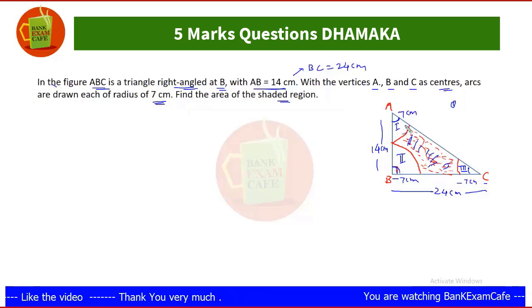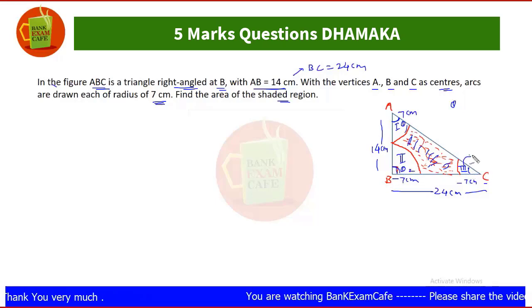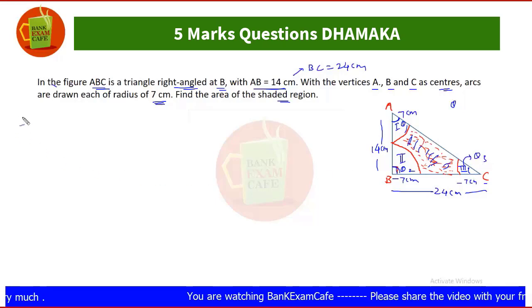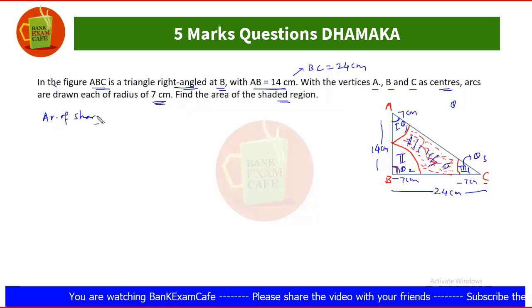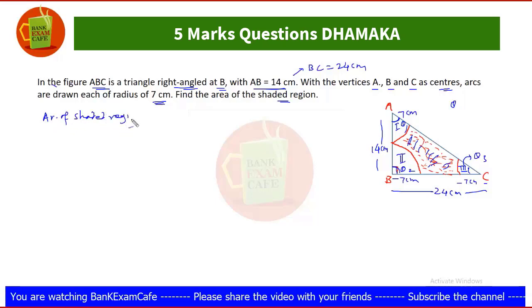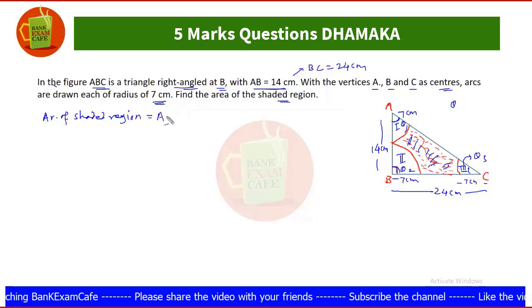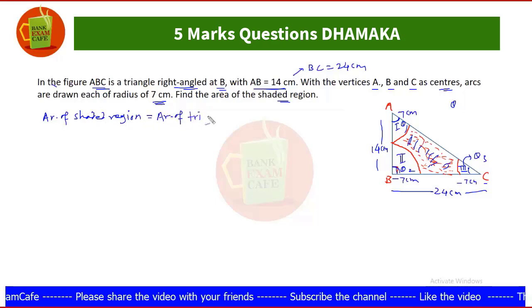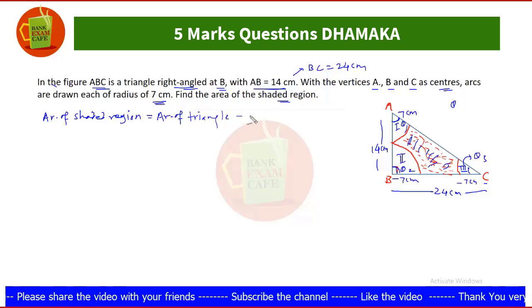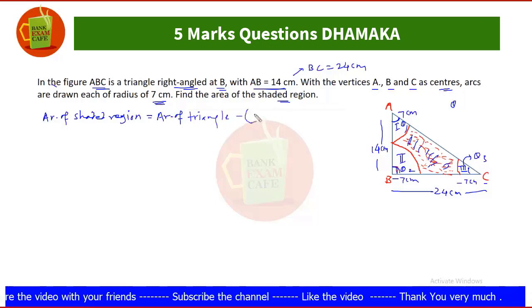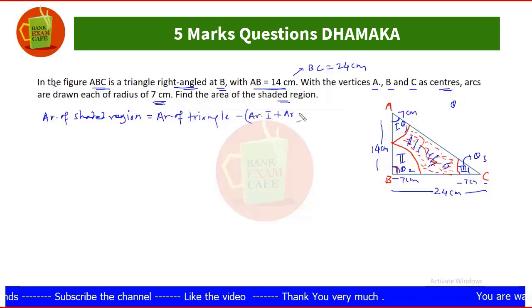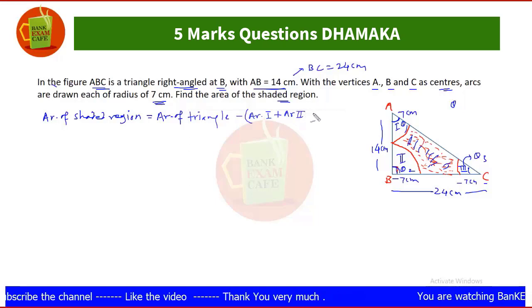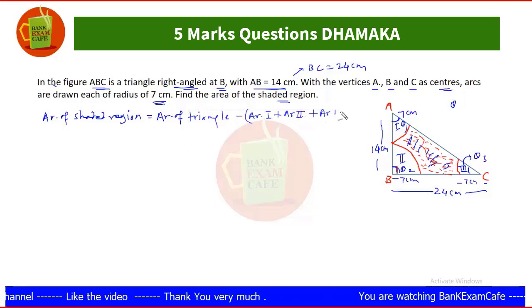So here let this angle be theta 1, this angle be theta 2 and this angle be theta 3. Then we have area of shaded region, that is equal to area of triangle minus into bracket area of sector 1 plus area of sector 2 plus area of sector 3.